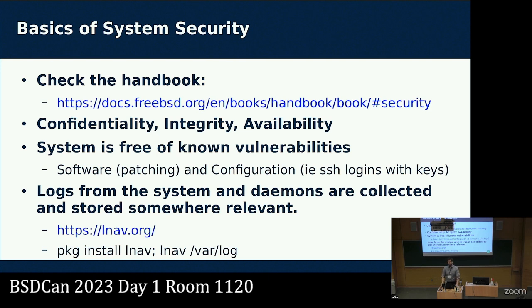And there are some tools in the ports collection, like Lynis, that can help with auditing what looks like a bad configuration. They're not infallible, and they do have a lot of false positives, but it is a good place to start. Also, make sure that you're checking what ciphers your servers are supporting. I think there's a lot more awareness of that now than there was 10 years ago, but it still does matter. And then finally, make sure that logs on your system are collected and put someplace useful.